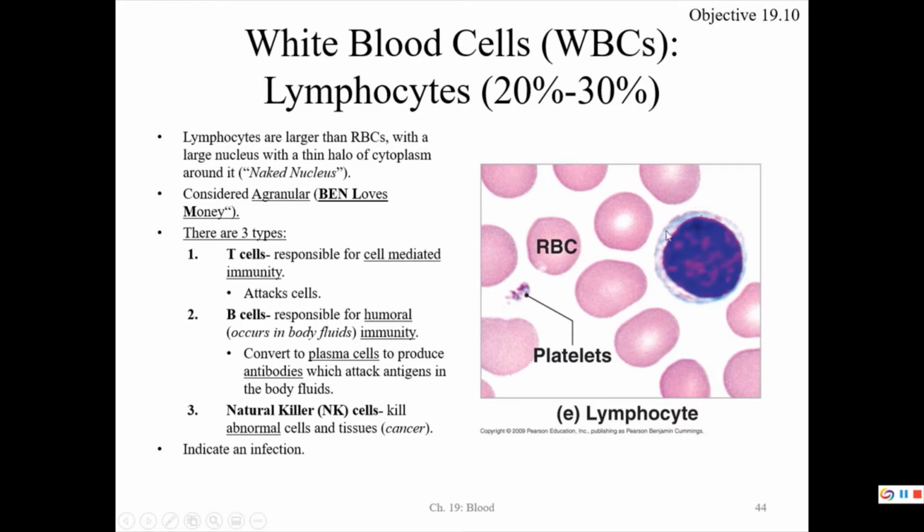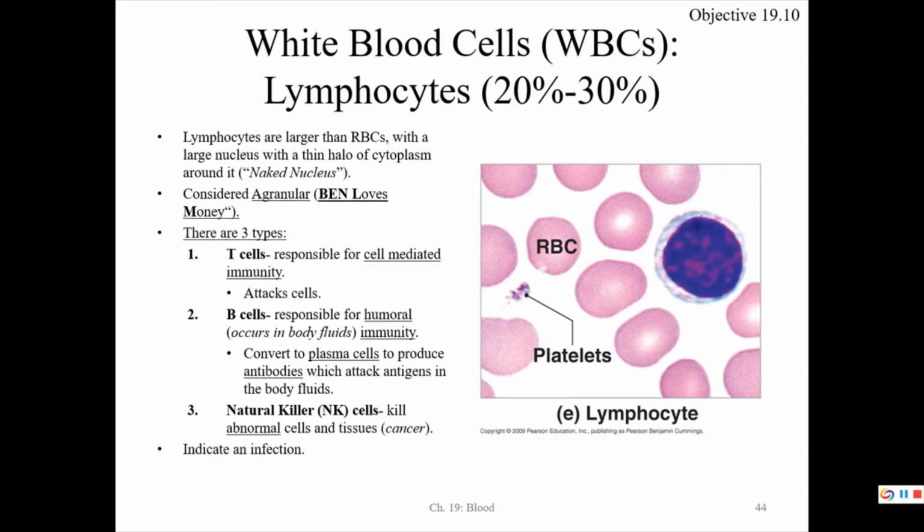Now, T cells are what we call cell-mediated immunity. They can attack cells, like killer T cells, or they go from cell to cell, like helper T cells, or suppressor T cells, or cytotoxic T cells that can attack cells, things like that. B cells are responsible for humoral immunity. That's in the body's fluids.